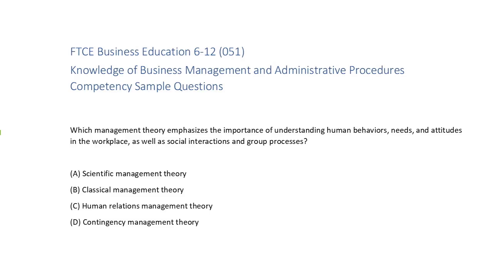So within our question, we want to notate what is it exactly that they're asking us. They're looking for a theory that focuses on human behaviors, needs, and attitudes, as well as their social interactions and the group processes. So whatever theory that we select needs to address all of those concerns. So for A, the scientific management theory, this is a theory of management that analyzes and synthesizes workflows. Its main objective is improving economic efficiency, especially labor productivity, so this doesn't sound like the best answer choice.